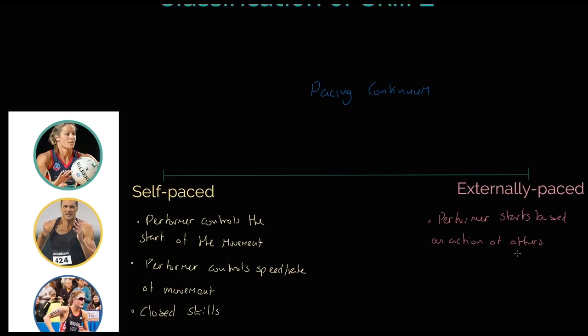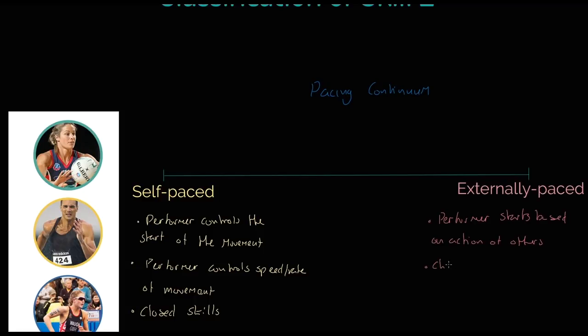The bowler delivers the ball, the batsperson strikes the ball, and it comes towards them. All of those things externally pace the performance of the skill, who then starts it based on the action of others. And that is very different to something like a javelin throw, which is paced by the individual, or a long jump, or something like a free throw in basketball. It's paced by the individual. They decide the start of the movement. Now, of course, there are limitations in that. You have to do it within a certain time frame. There are some limitations, but broadly speaking, that's what we're talking about.